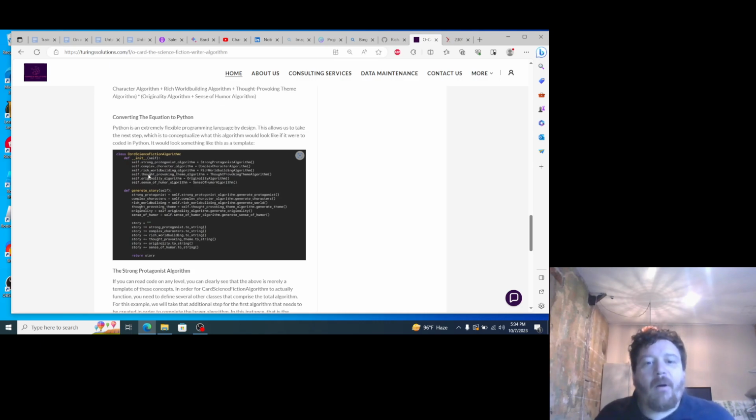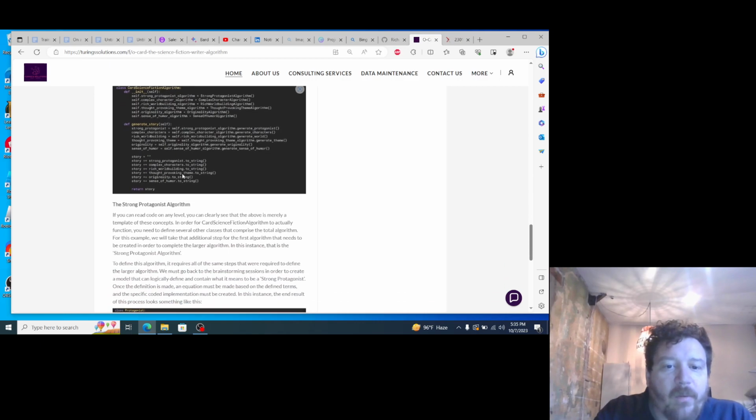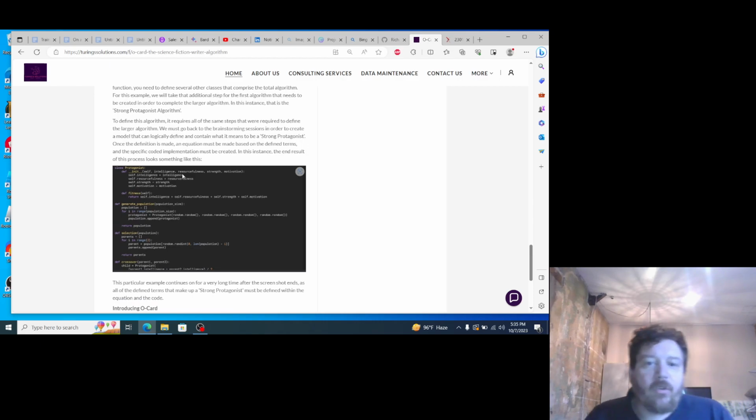So there's about 10 algorithms that we need, and we will need to build out these algorithms in order to get the end result of the card science fiction algorithm. The end result will be a combination of these other algorithms that we build out. We can see that the very first one here is the strong protagonist algorithm. If we want to take this a step further, then we have to define the class within Python. That's how we would do this as the next step.